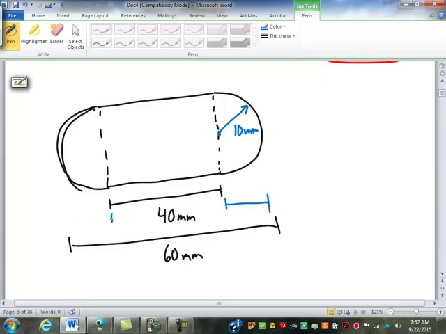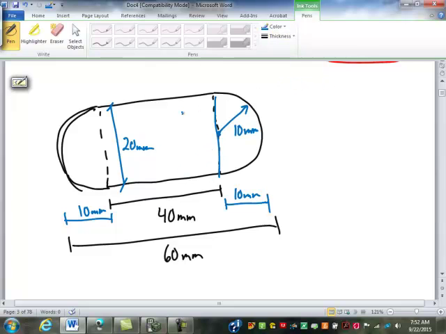10 millimeters. How'd you get that? 60 minus 40 is 20, and half that has to go on each end. So that's 10 millimeters on each end. So that would have to be the radius of the circle. So that's telling us across here is how much? 20. That's the diameter of the circle, so 2 radii.